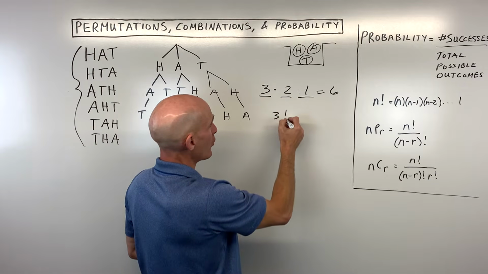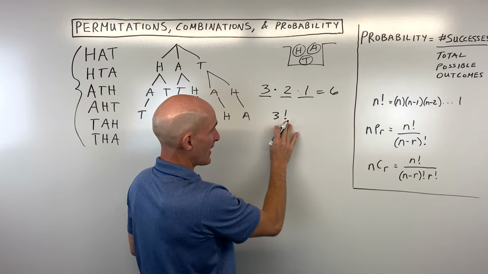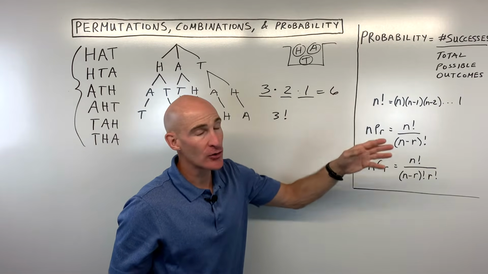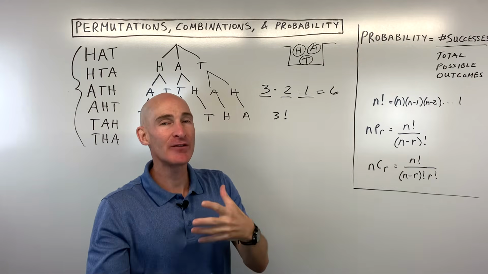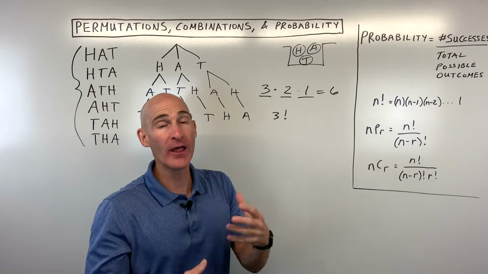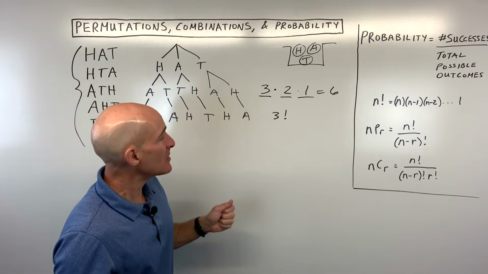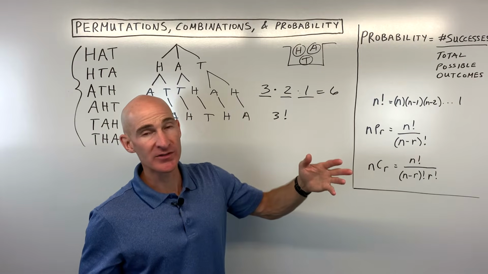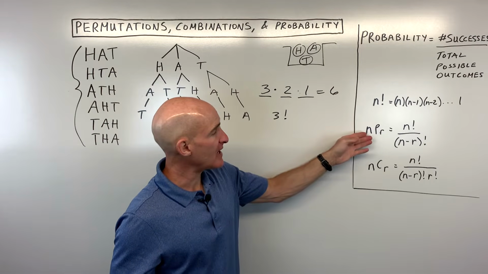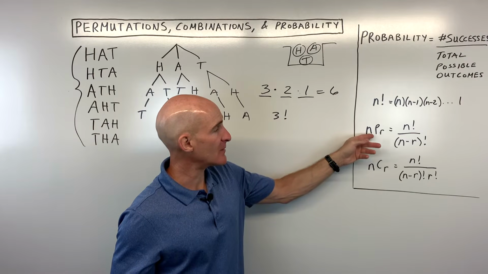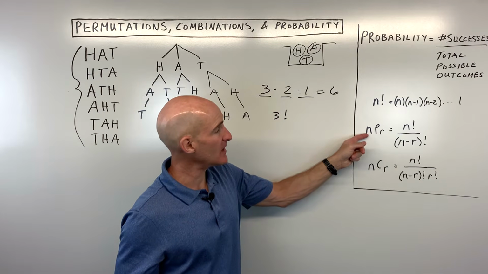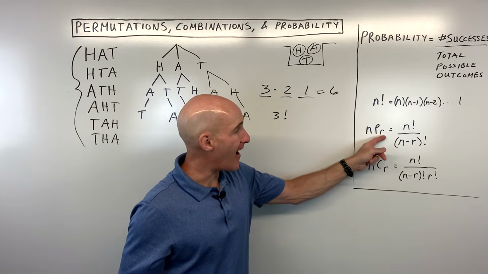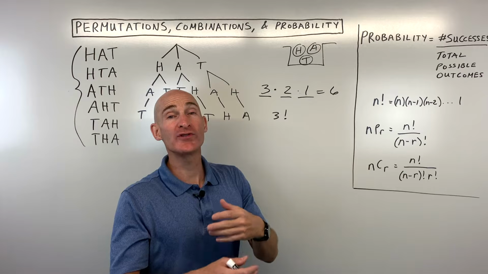Or you can write this in a more condensed fashion, 3 factorial, which represents 3 times 2 times 1. So n factorial is used when you're trying to see how many different orderings there are of all n items. Sometimes you only want to pick 2 of the items or 1 of the items. In that case, you would use the concept of nPr. What does that mean? It means out of n items, how many ways are there of picking r of those items where the order is important?